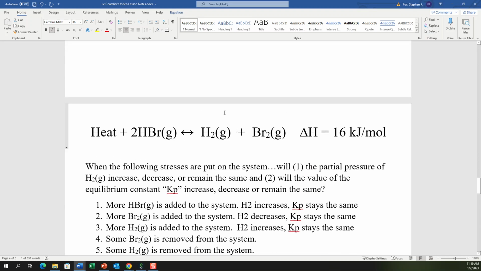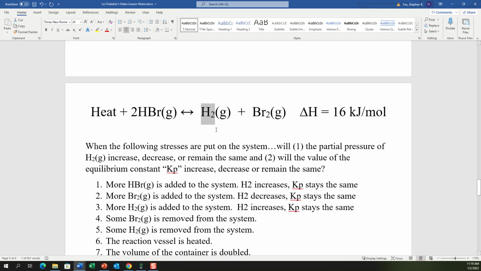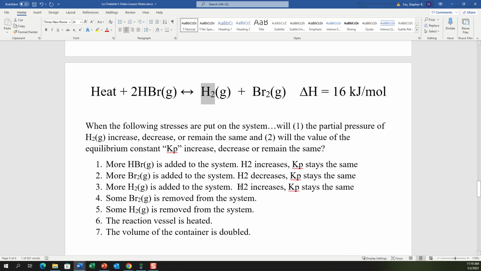So yeah, you added H2 and it shifted away from H2 to consume some of that H2. But when equilibrium gets reestablished, you end up with more H2 than what you had before you caused the stress. Okay, so that's a Le Chatelier's principle trick. Whatever you add, it's going to shift away from that thing. But when equilibrium is reestablished, you always end up with more of what you added.